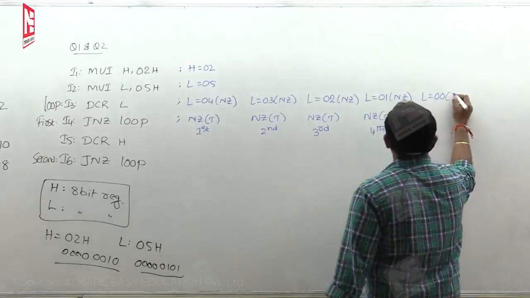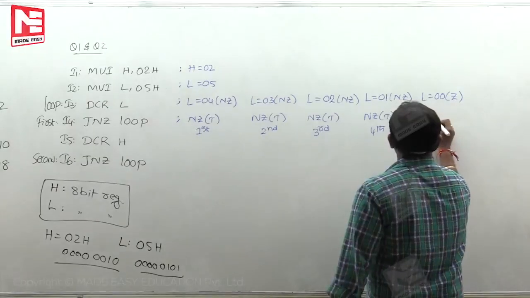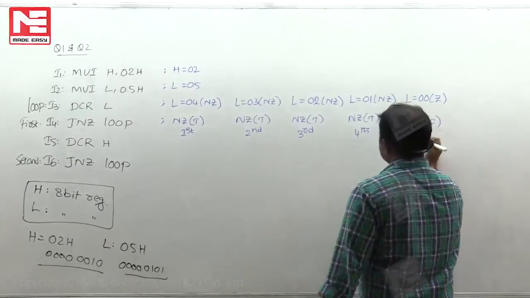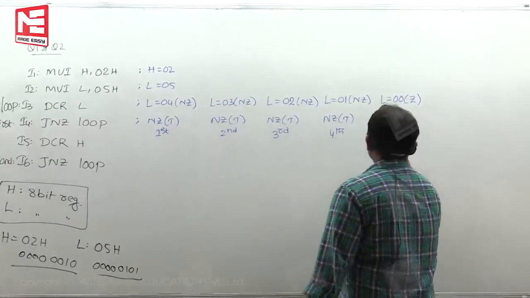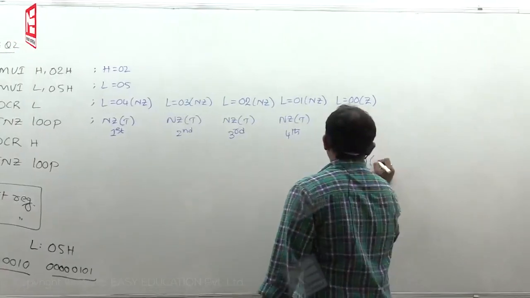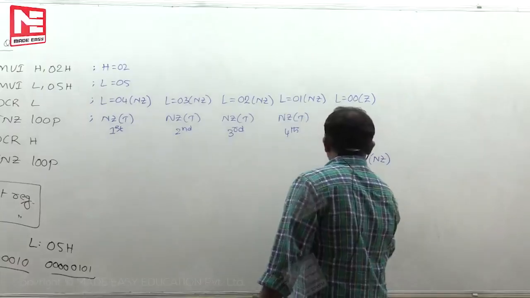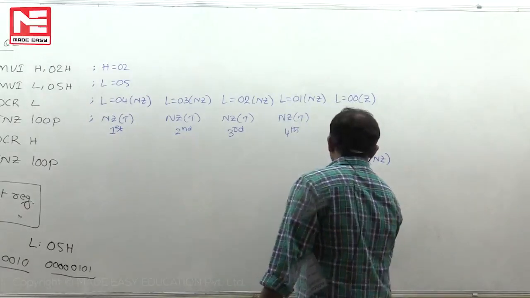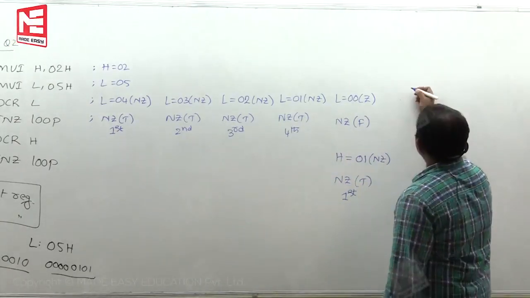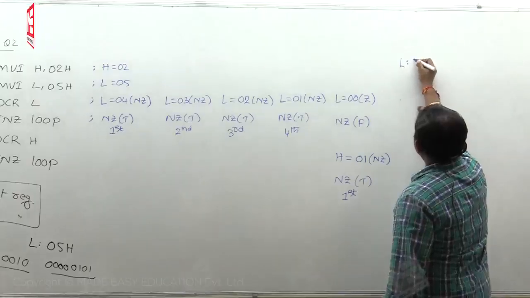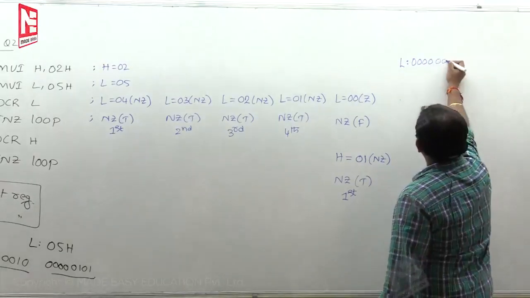L is 00, the zero flag is set. The condition non-zero is false. Then go to decrement H. H becomes 01, non-zero. Condition JNZ true. When it is true, the first time control transfers to the loop. When it enters the loop, L is already 0.